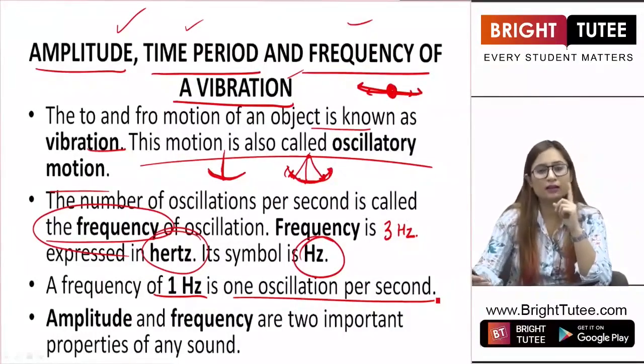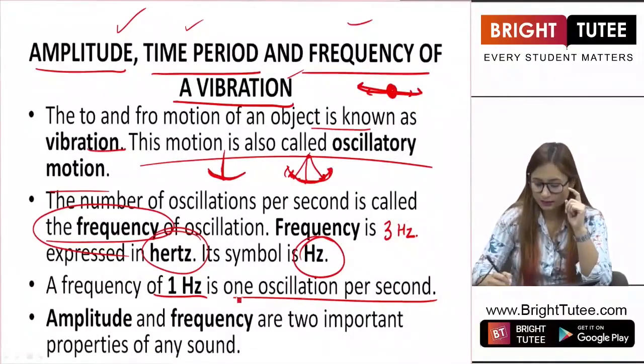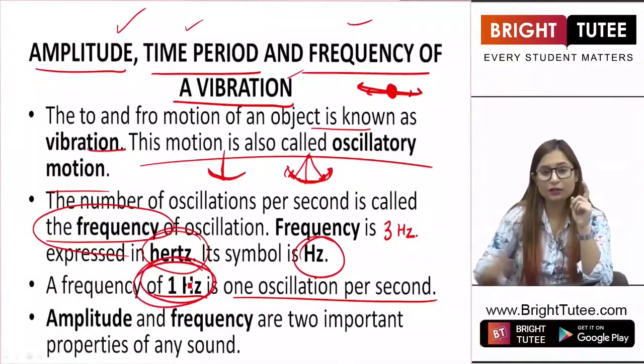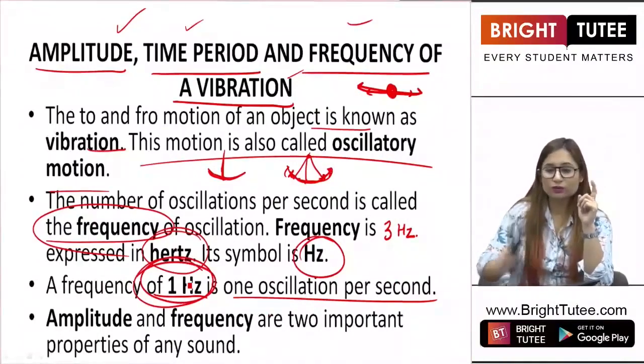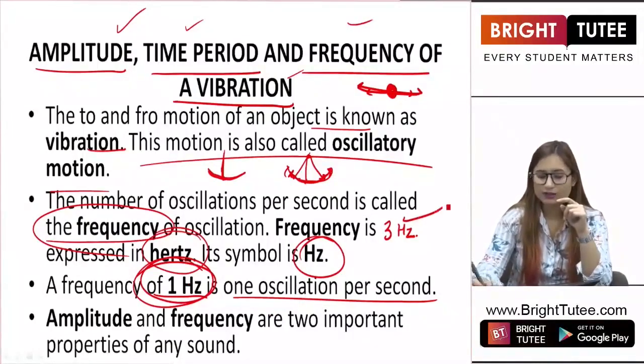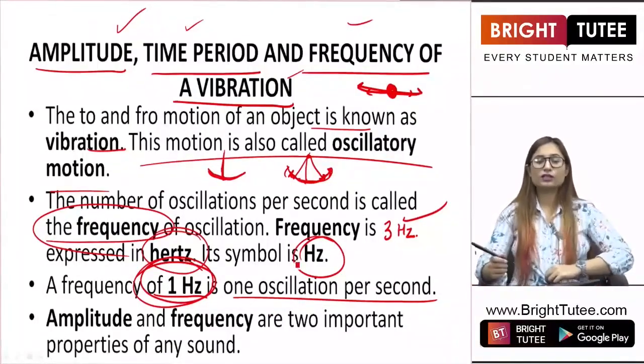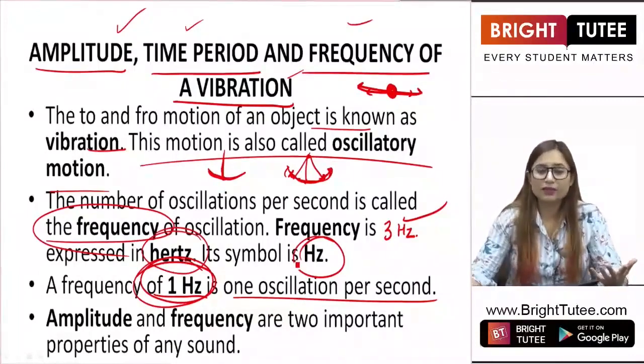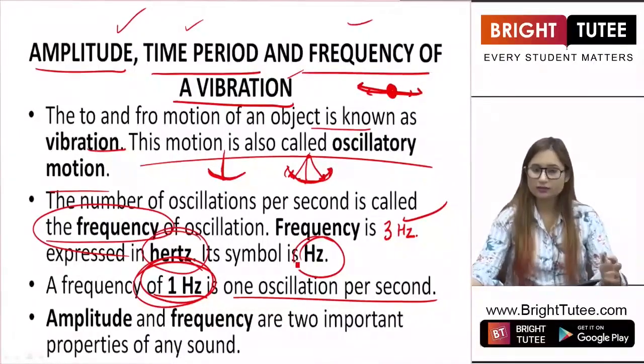So if a body has 1 oscillation per second, then the frequency becomes 1 hertz. If there are 3 oscillations, 1, 2 and then 3, in 1 second, then the frequency becomes 3 hertz. And if there are 4 oscillations and so on, we write the frequency according to the number of oscillations, right?